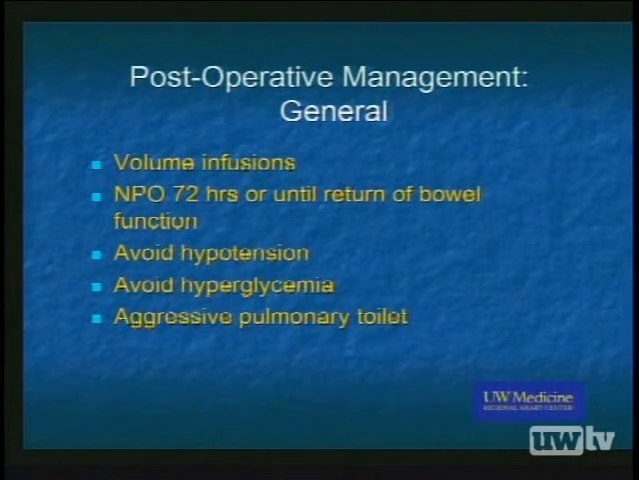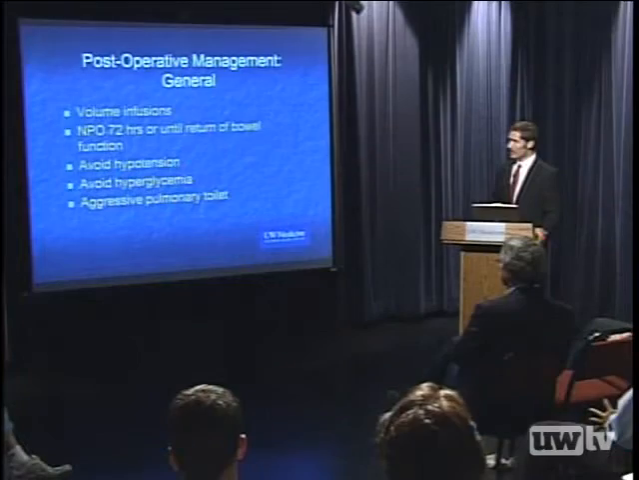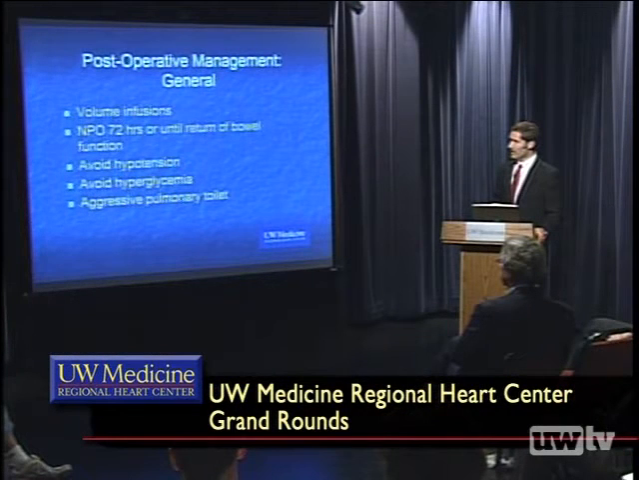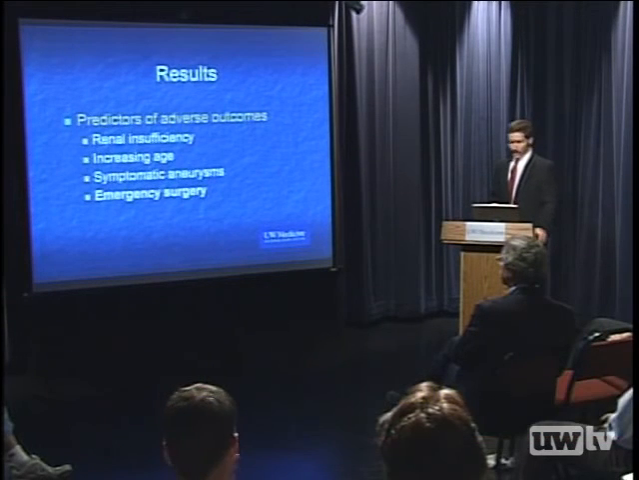Also, by all the dissection that's occurred down the abdomen, it's not uncommon for bowel function to be lost temporarily, and as such, we do not feed these patients for 3 days or until evidence of bowel function has returned. It's imperative to avoid low blood pressure or hypotension. Spinal perfusion has been compromised by the operation itself, and the vessels that remain must be able to perfuse under reasonable pressure. We avoid hyperglycemia because it also compromises neuroprotection, and aggressive pulmonary toilet is imperative.